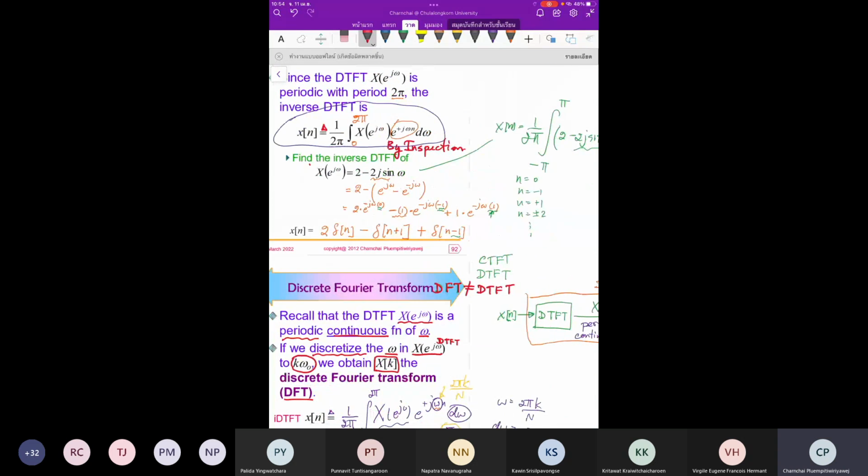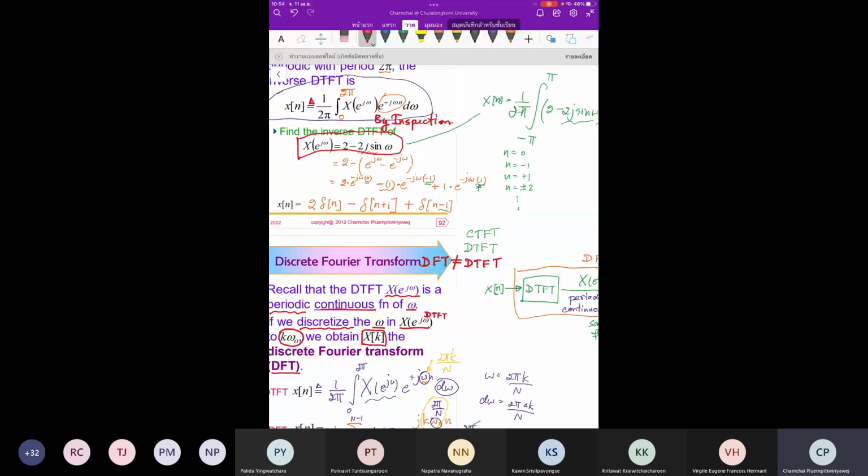Okay, if we do this one, this is DTFT. For the graphs of xn, we have x0 as 2, x negative 1 as negative 1, and x1 as 1, but everything else is zero.